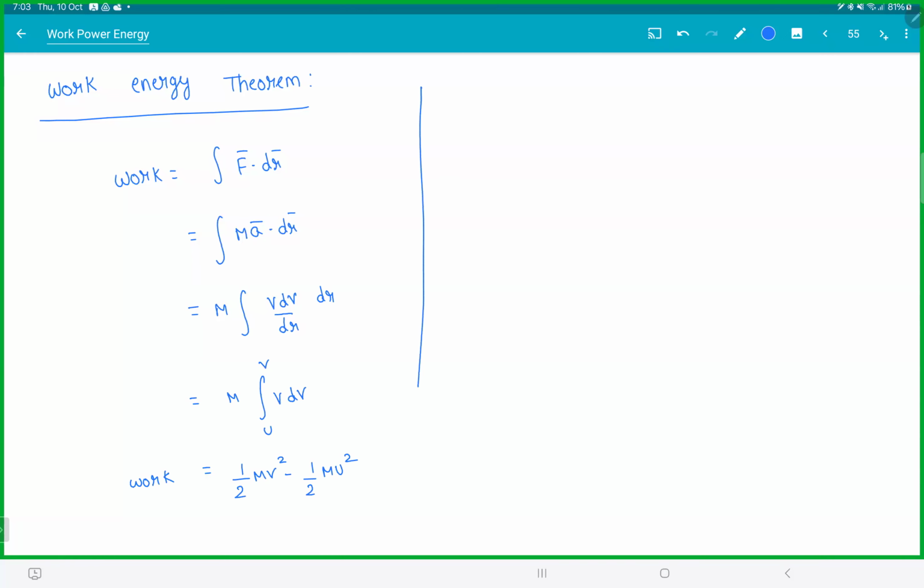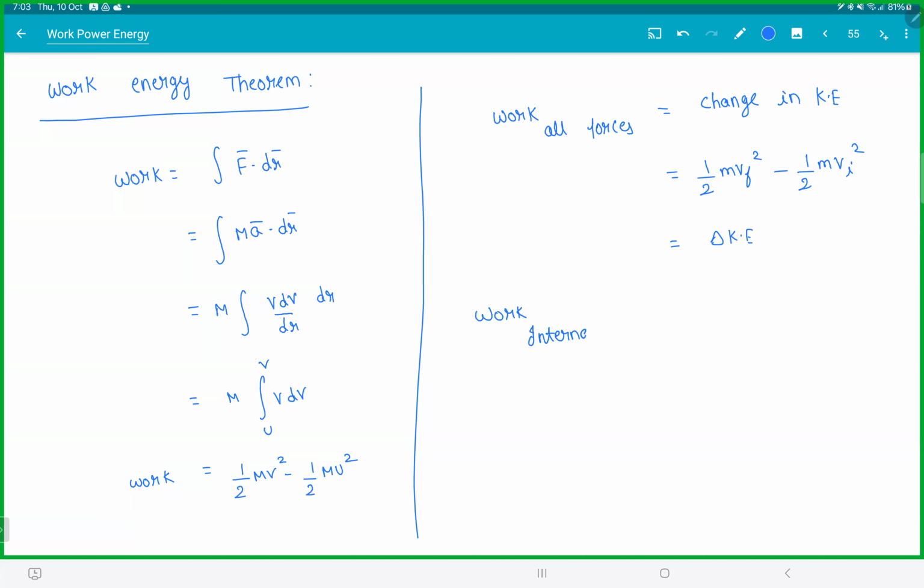This is work. So work done by all forces is change in kinetic energy: half m v final square minus half m v initial square. Work done by internal conservative forces, which we have done last time, is negative of potential energy.